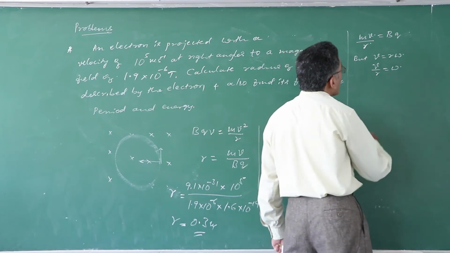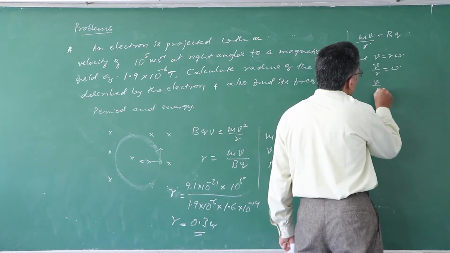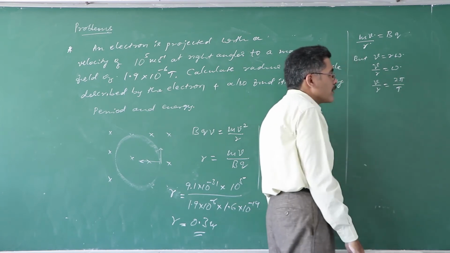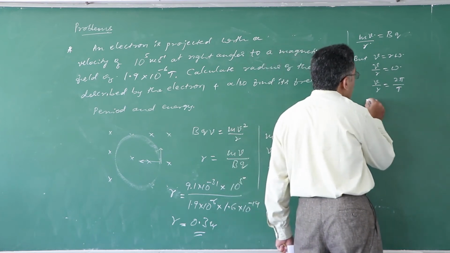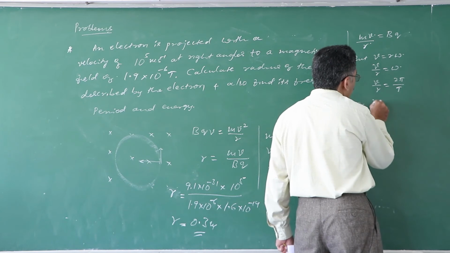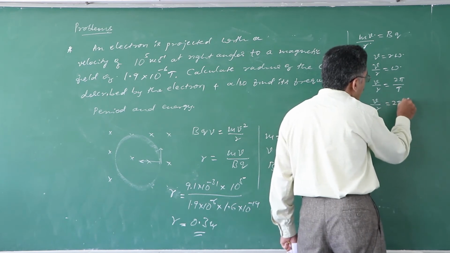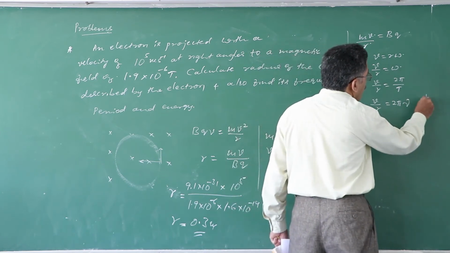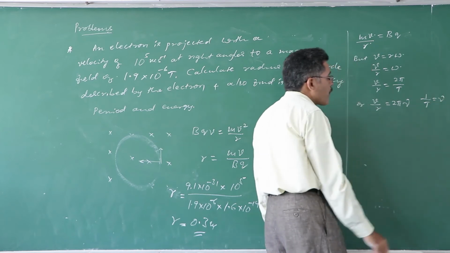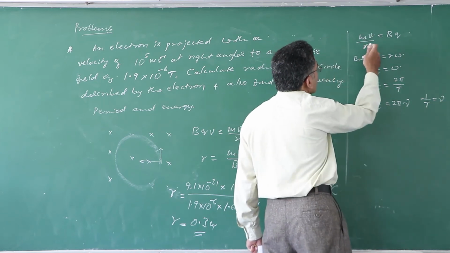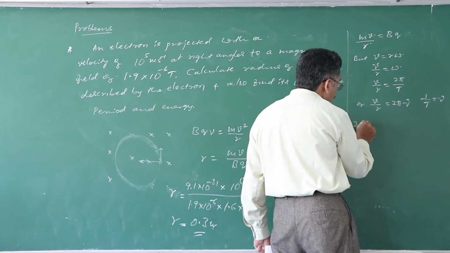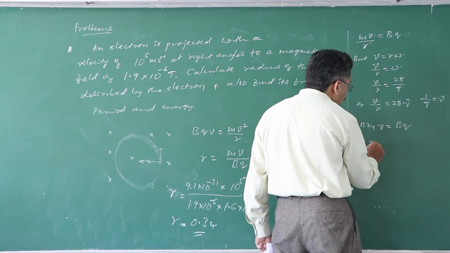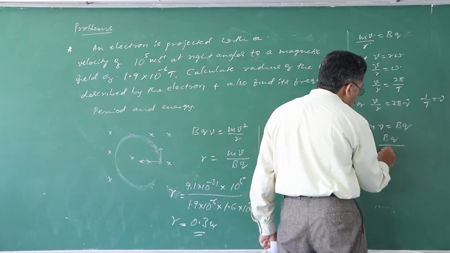So what is this omega? Omega is given by 2 pi by T. This can also be written as, what is 1 by T? V by r is equal to 2 pi into nu. We call it frequency. 1 by T is equal to nu, frequency. Therefore, in the place of v by r, I get 2 pi m into nu is equal to bq, or nu is equal to bq divided by 2 pi m.